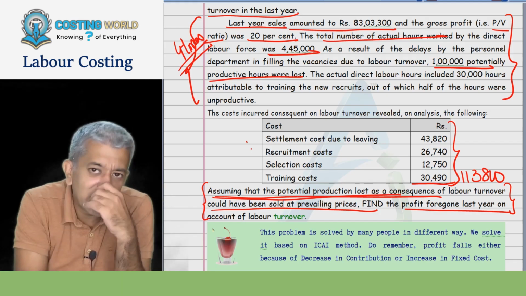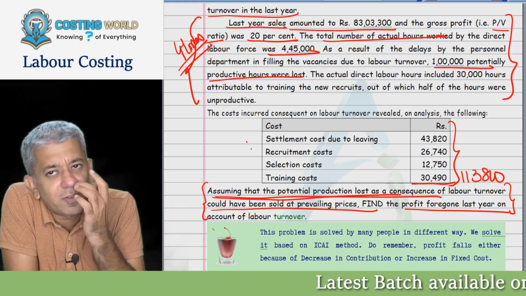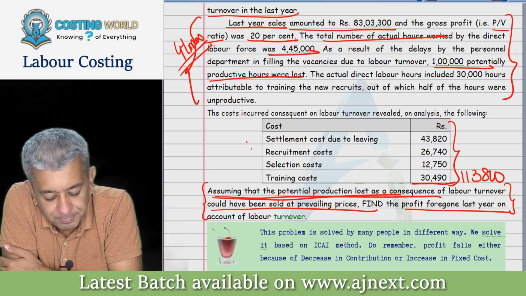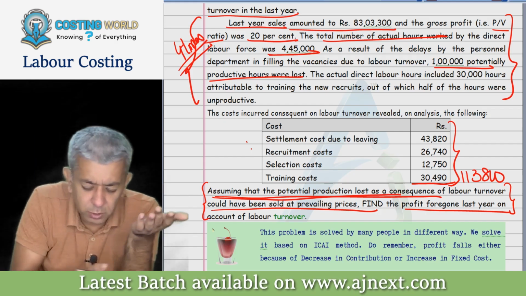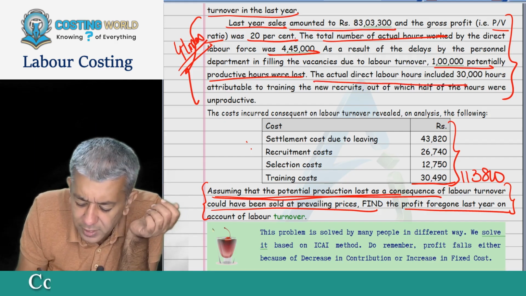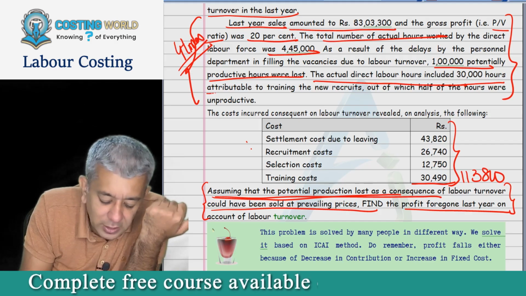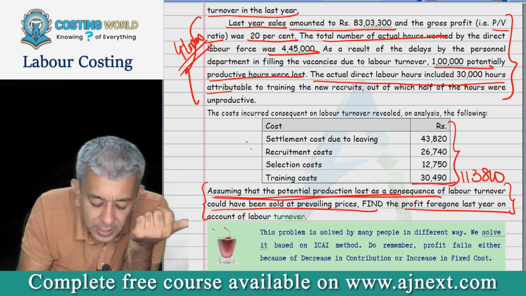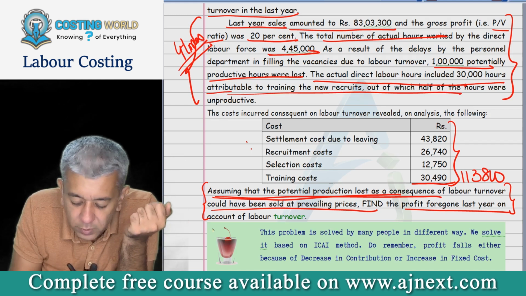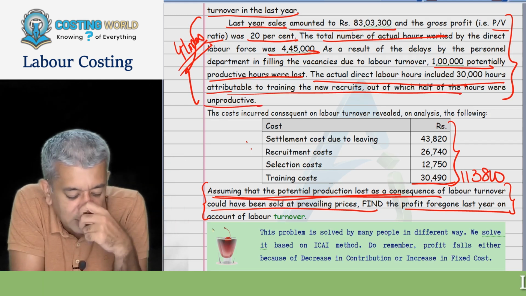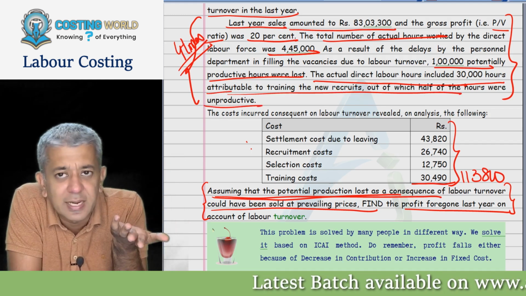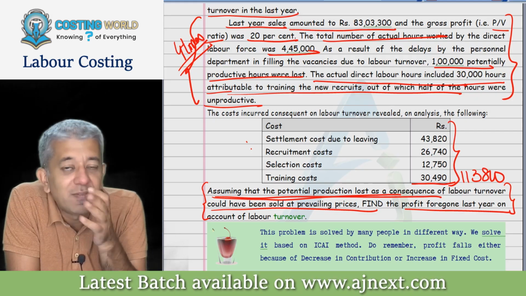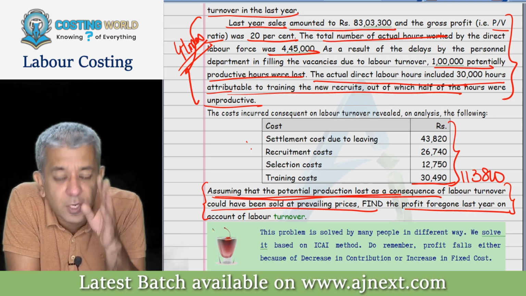Tell me one thing. Is 30,000 part of 4,45,000? Yes, sir. That is given to you in the question. It is part of that. Actual direct labor hours included 30,000 hours attributable to the training of the new recruits, out of which half of the hours were unproductive. Unproductive means that time no production was done. But can we say in the remaining 15,000 hours production was done?